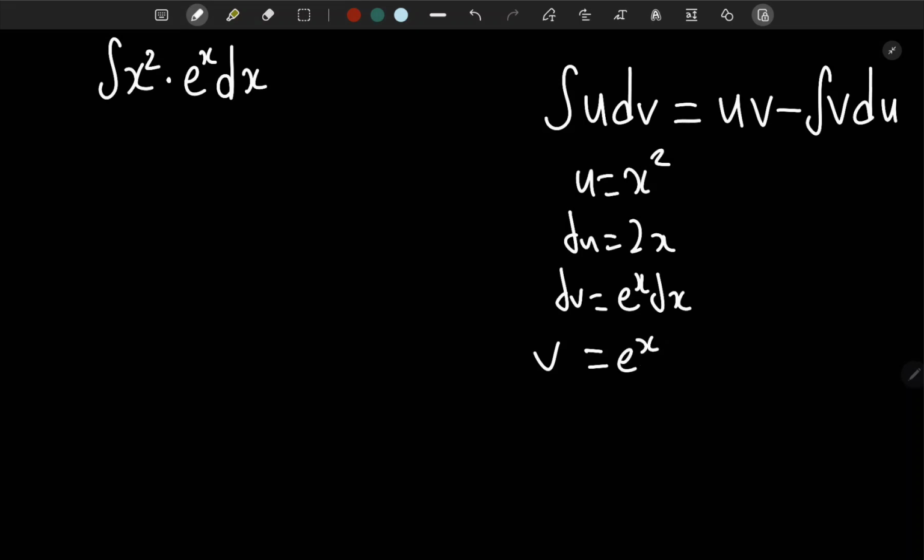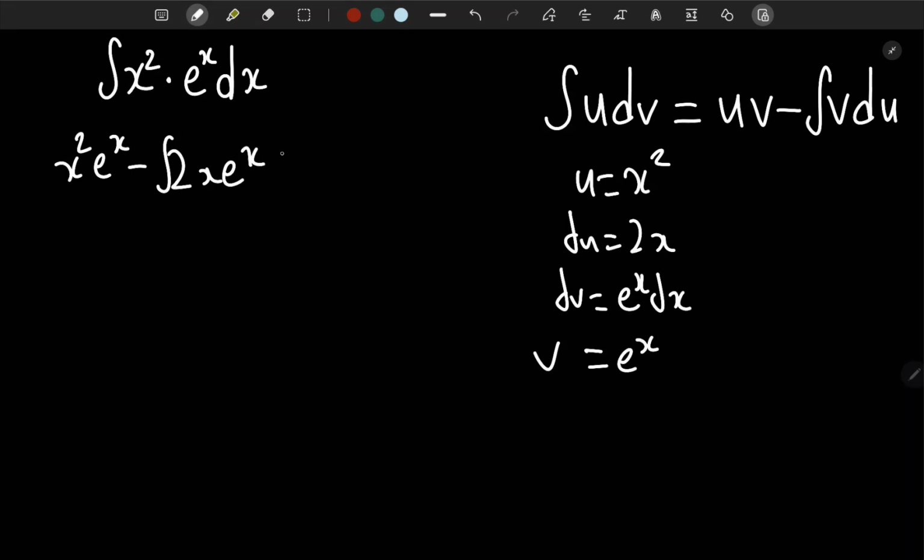And now we can plug in the formula, and I have written the formula just for you as a quick reference. So now it will be u times v, which is going to be x squared multiplied by v, which is e to the power of x, minus the integration of v, which is e to the power of x, and du. So du here is 2x. So what I'm going to do, I'm going to write du first, and then I'll write v here, which is the same thing, e to the power of x.